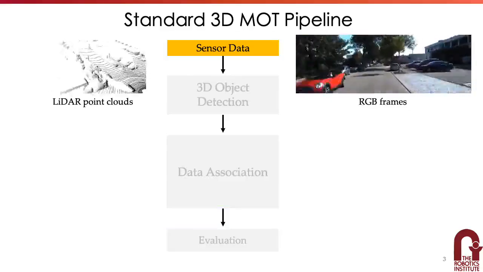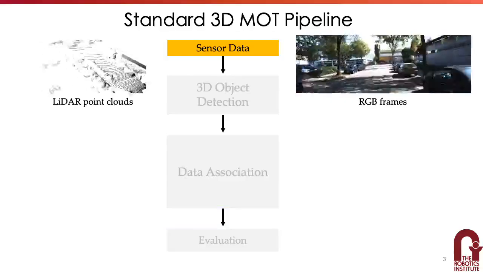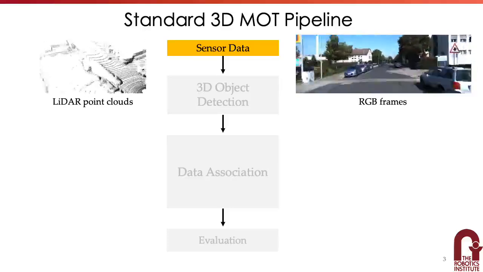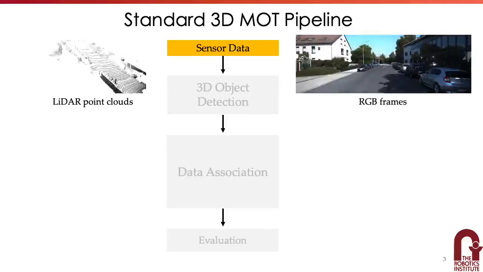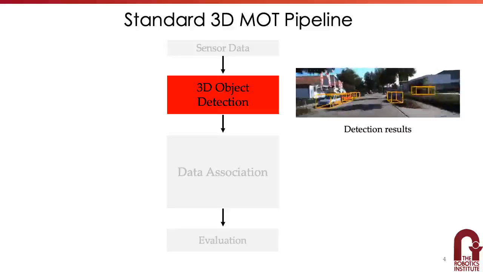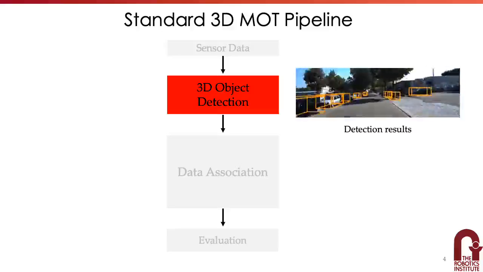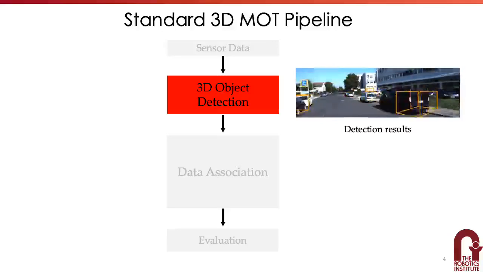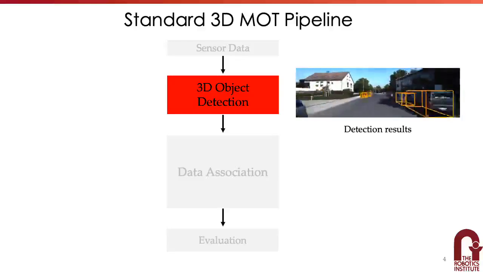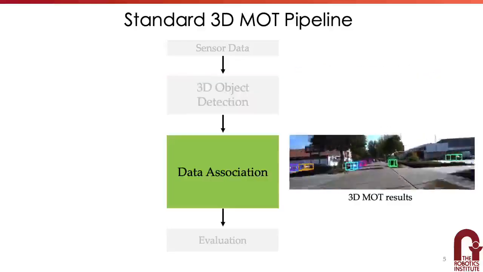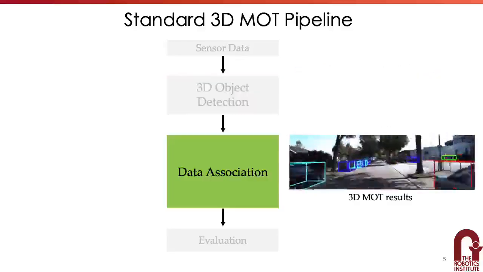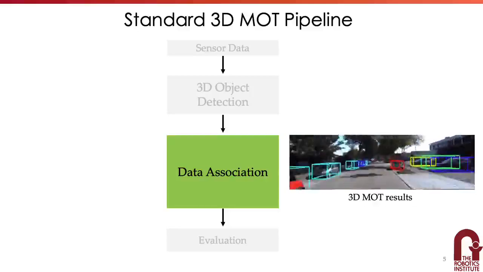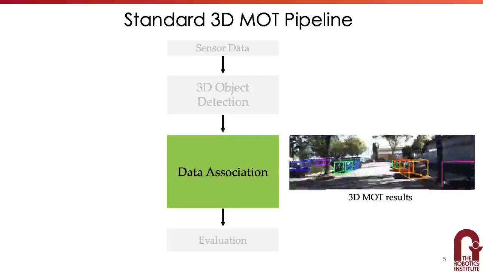First, the tracking-by-detection pipeline takes sensor data as inputs, where the sensor data is often LiDAR point clouds or RGB frames, or a combination of them. Second, we feed the sensor data into a 3D object detection module to output detection results, often represented by 3D bounding boxes. Then, a data association module takes the bounding box results from the detection module as inputs to output final object trajectories in the 3D space.